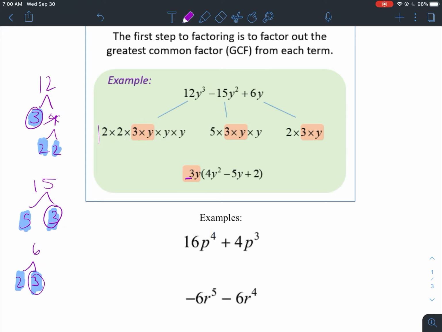Then they looked at the variables and said, well, 12y to the third has 3 y's, 15y squared has 2 y's, and 6y has 1 y. Well, you need to be able to take the same out of all of them. They each have at least 1 y you can take out, so that's why we took a y.